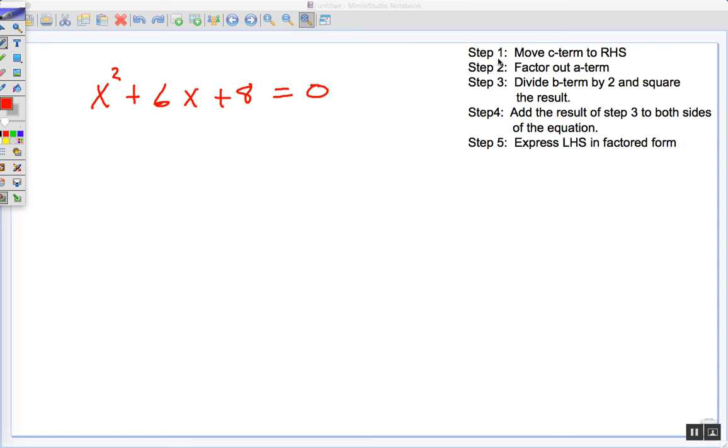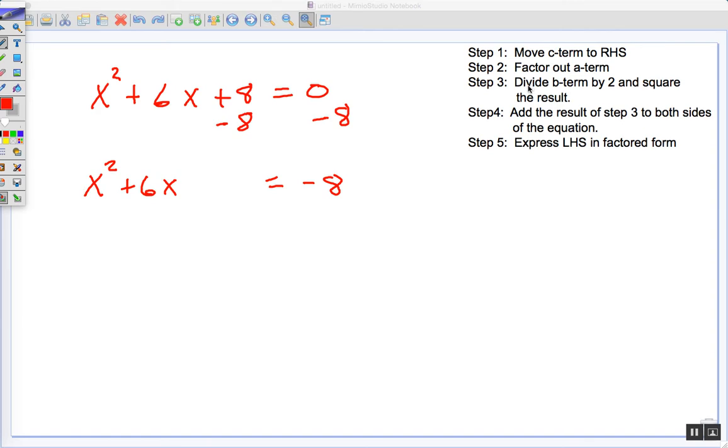So step 1, move the c term to the right-hand side. Don't break any rules, follow your algebra. So I'm going to subtract 8 from both sides. And leave some space. So I'm going to rewrite it, leave a little bit of space, and keep our negative 8 here. Step 2, factor out our a term. Well, our a term is 1, so in this problem we can skip step 2.